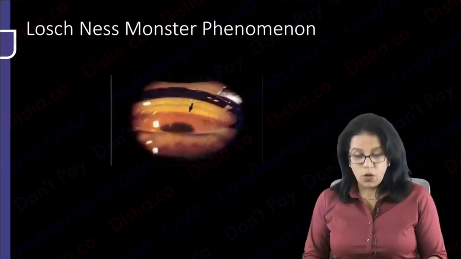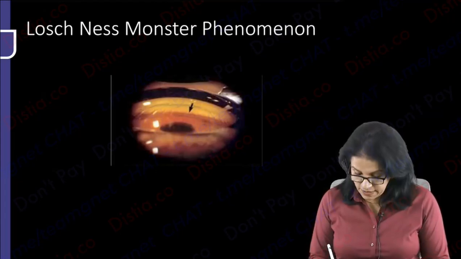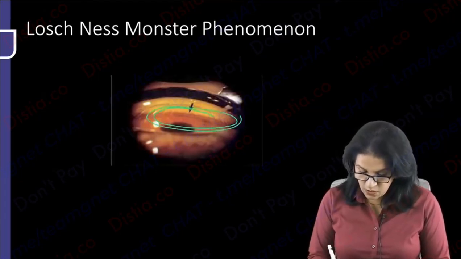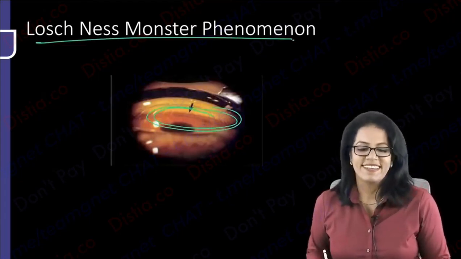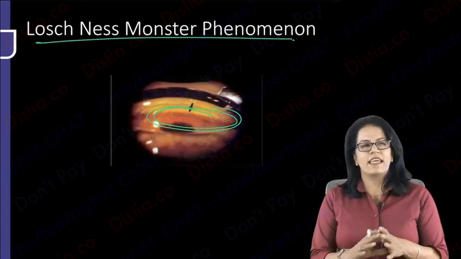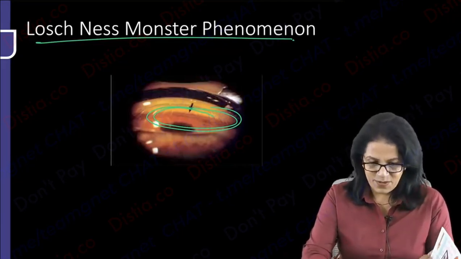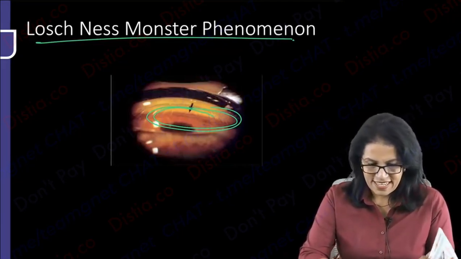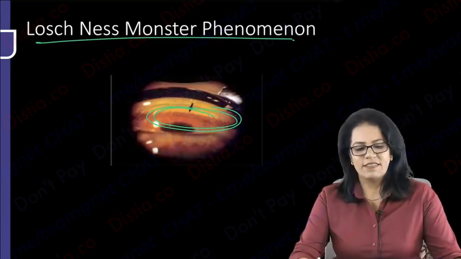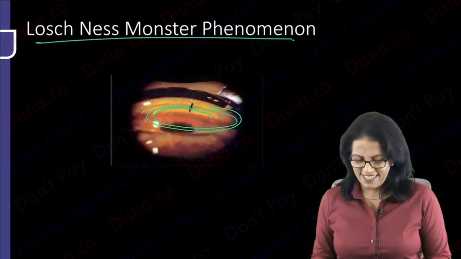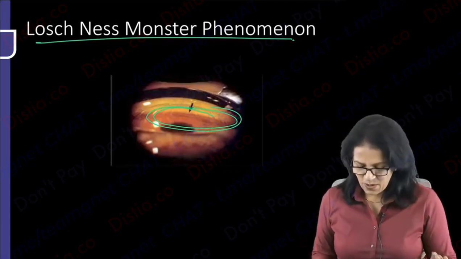Let's see the next one. Okay, on gonioscopy, I can see some tuft of blood vessels here, which is called the Loch Ness monster phenomenon. Just know the name. If you don't want to know it, I'm okay with it. So it's up to you. Right? Okay. But there's no harm. It's a very unique name. You will know it. So it's a feature of congenital glaucoma.